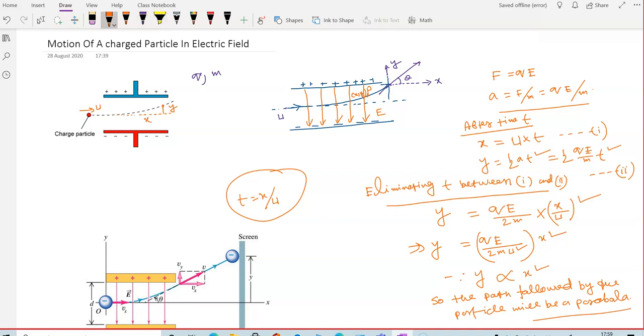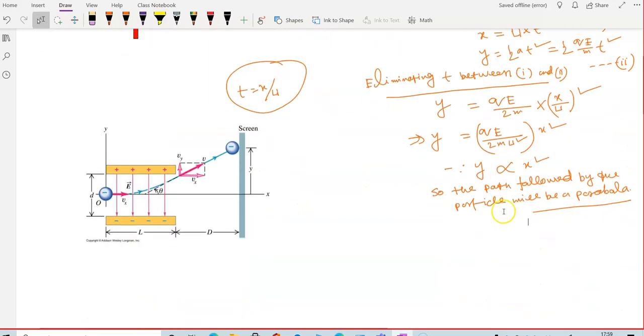Path followed by it will be a parabola. All of you understand? At the point P(x, y), y and x are related this way, so throughout its motion it will happen this way. Now your problem is to find the deflection when it goes out of the field. You can have this diagram, it's a nice diagram. Our problem is at the extreme point, at one end of the capacitor plate, what deflection it suffers.